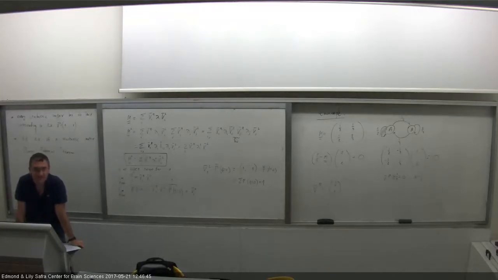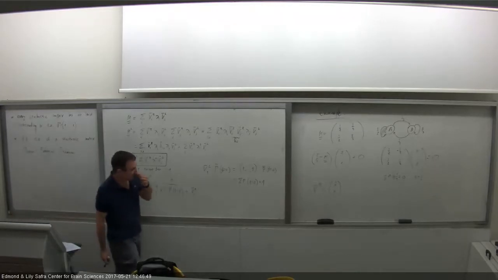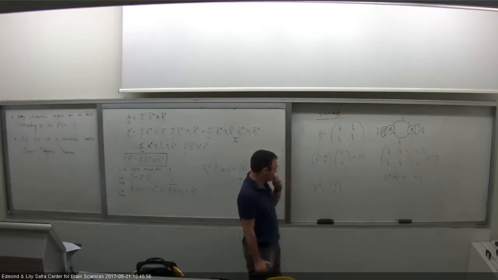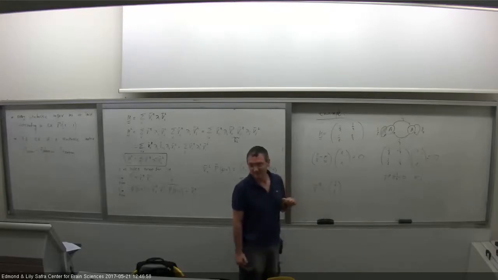Not a valid probability. I'm sorry? It's not a valid probability. Why is it not a valid probability? It does not sum to 1. Okay. What do these probabilities belong to?